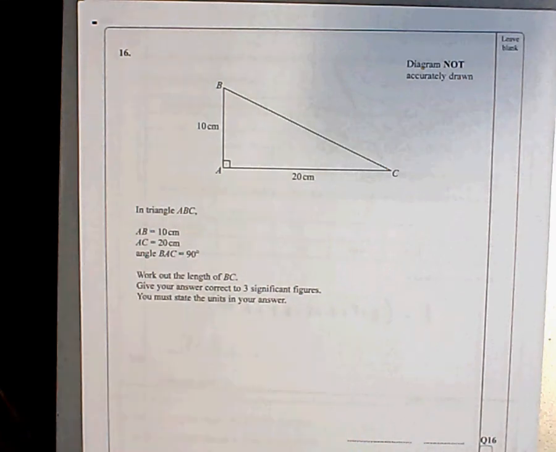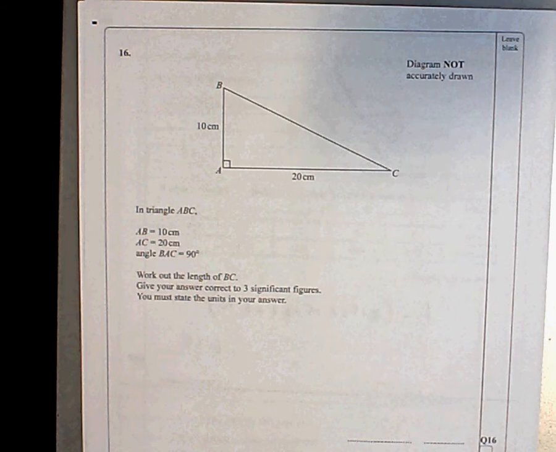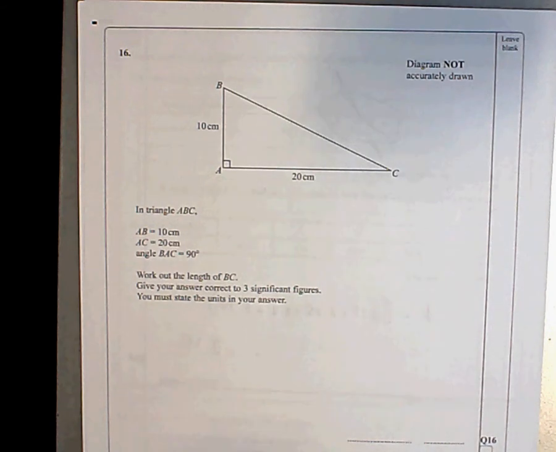At first glance, I've got a right angle triangle. I'm thinking Pythagoras, or I'm thinking SOH CAH TOA. There's no other angles except the right angle, so unless it's going to talk about angles later on, it's Pythagoras. So let's have a look.